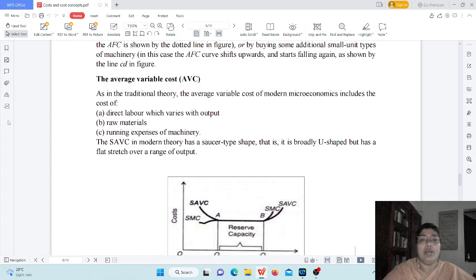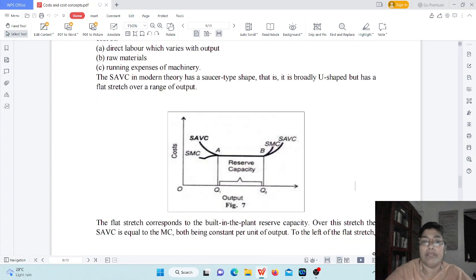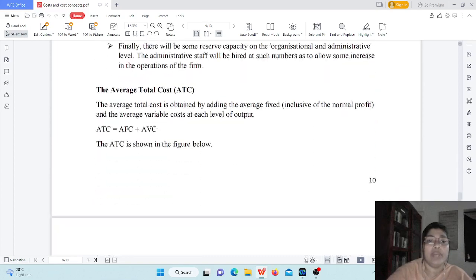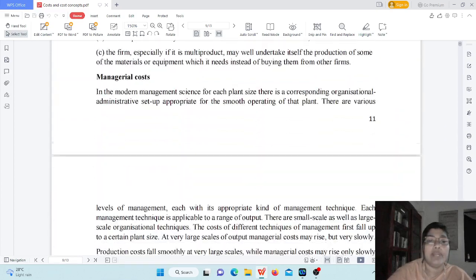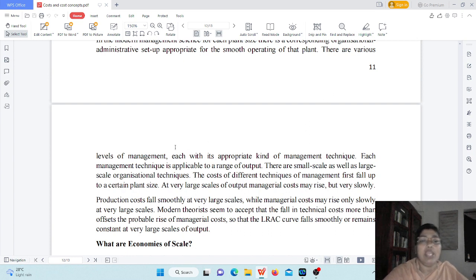So we have seen all this, and we are with managerial cost. Now there are various levels of management. Each plant has a separate administrative setup. That's why it is known as managerial cost. And there are various levels of management, each with its appropriate kinds of management techniques. It's like practicing division of labor, with different layers, and these layers function very efficiently, and that is why the cost curve is L-shaped.